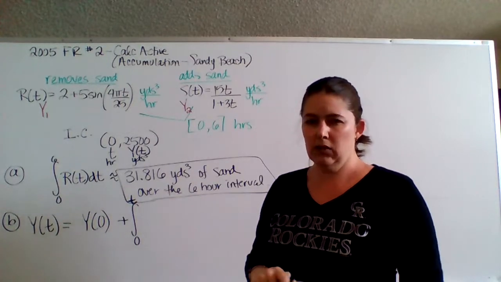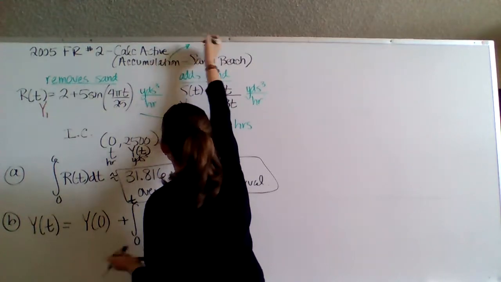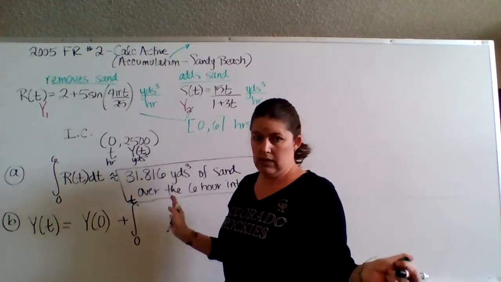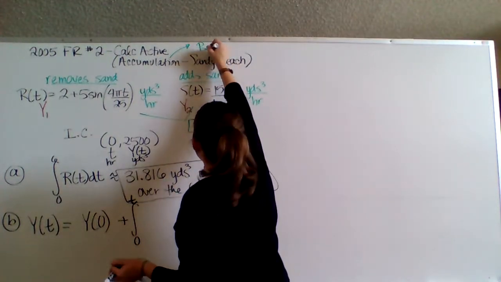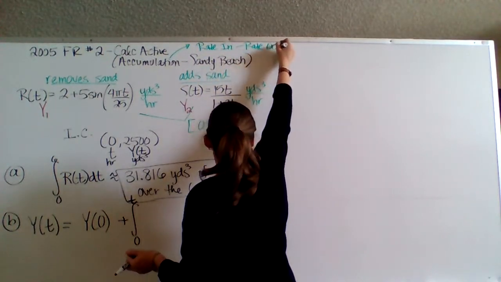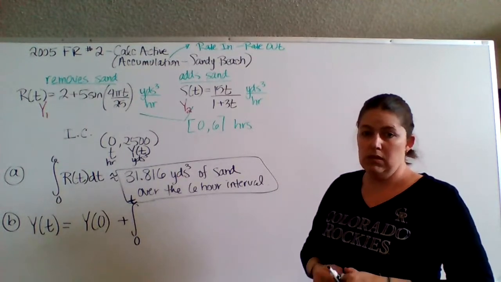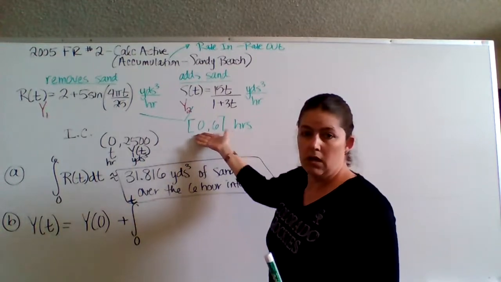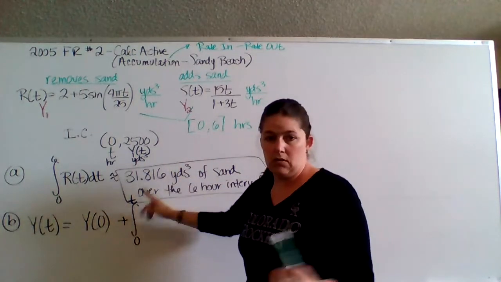And if that hasn't clicked into your brain yet on accumulation, that's the idea. If you're finding at the end the amount of stuff, whatever the amount of stuff is, in this case it's cubic yards of sand, you're going to have to worry about the rate in minus the rate out. And you're going to have to integrate that. And sometimes they're over different time frames. In this case, it's the same. This was always happening the same way for both the stuff coming in and out from time 0 to 6, or any time frame between 0 and 6.